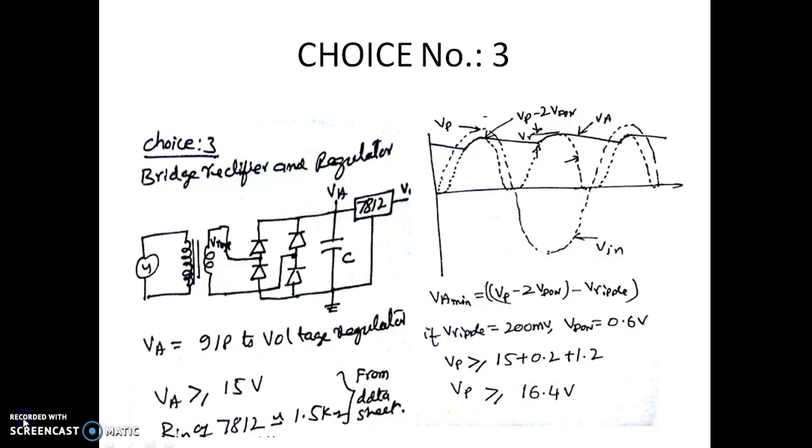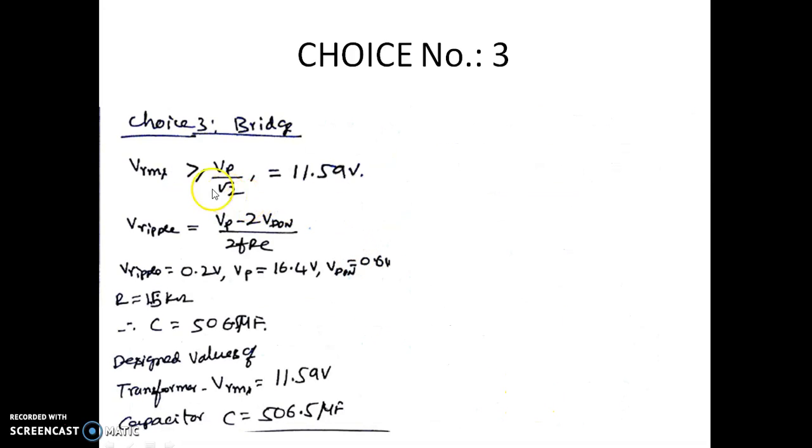Now since the required voltage is 16.4 volt, let us find the VRMS of that. VRMS comes out to be 11.59 volt. Let us find the value of C to have a ripple voltage of 200 millivolt. So C comes out to be 506.5 microfarad. These are the design values of the transformer rating and the value of C.